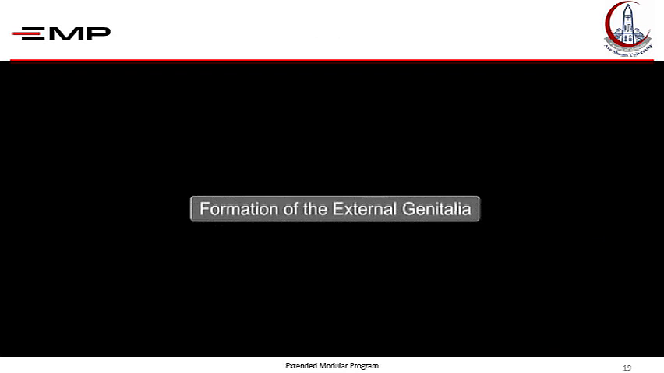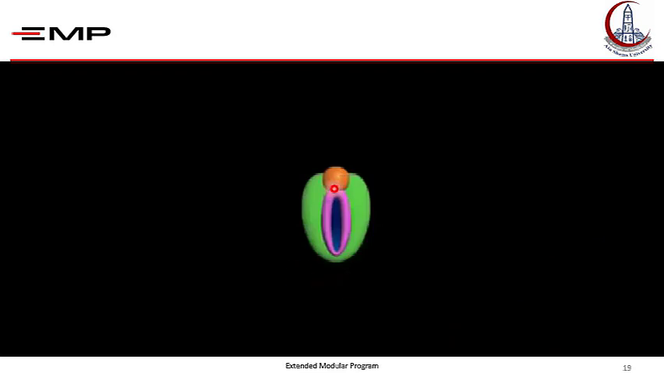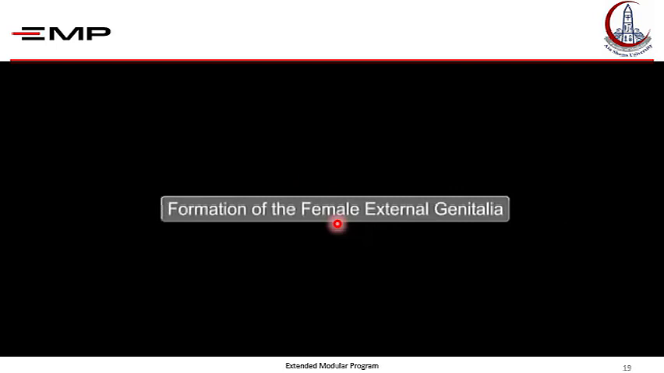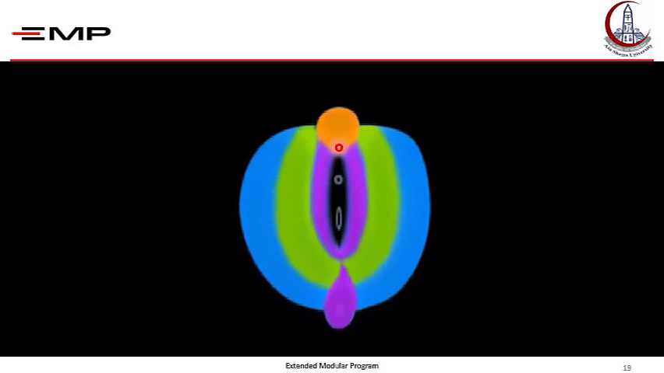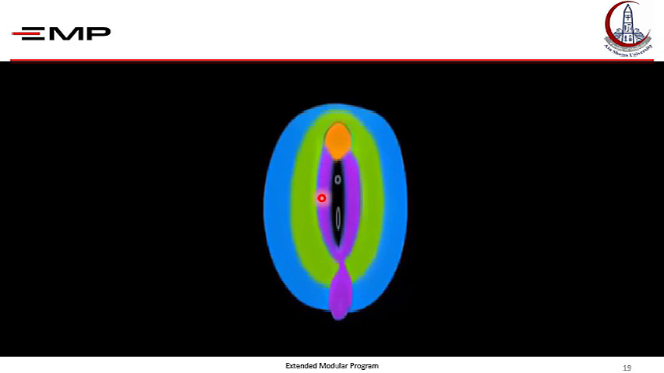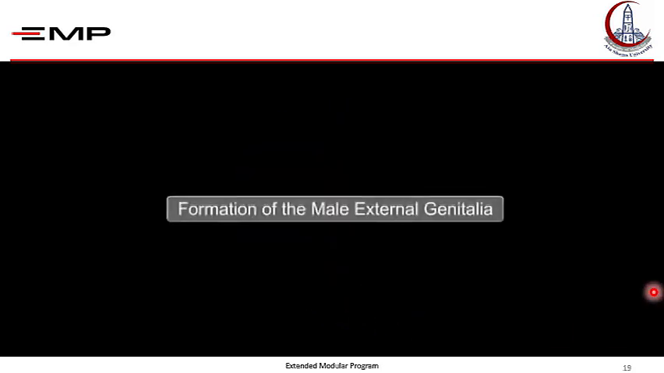Now, in this video, we'll see the development of the external genitalia, at the indifferent stage at first. This is the genital tubercle, the genital folds, genital swellings. And now, here we are forming the phallus. In the female, it's easy. The genital tubercle forms the glans of the clitoris. Here, the urethral folds will form the labia minora. The labioscrotal swellings will form the labia majora.